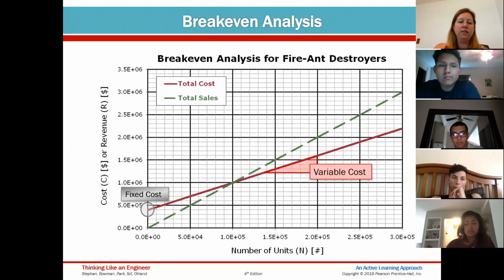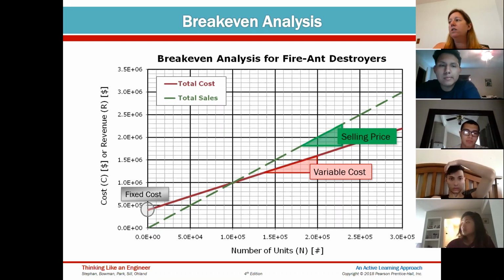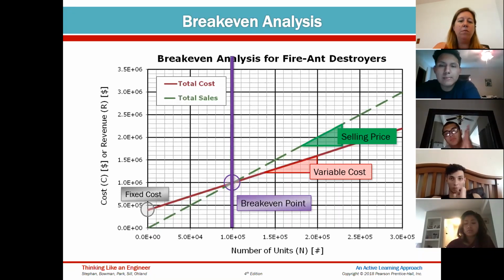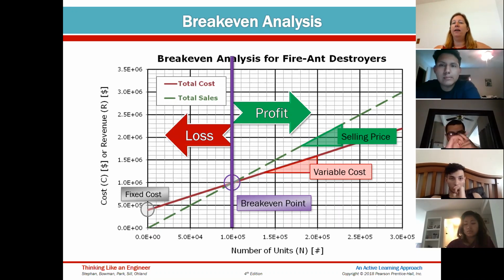Then your variable cost is the slope of your cost line, so your day-to-day costs over time. Then our selling price is the slope of our revenue line. And then our break-even point is where these two lines intersect. Anything before that is a loss, meaning that we are still in the red and haven't made a profit yet. Once we hit that break-even point, everything turns black in our ledger and we start to make money off of whatever we are selling.